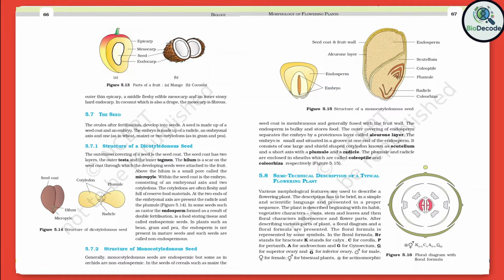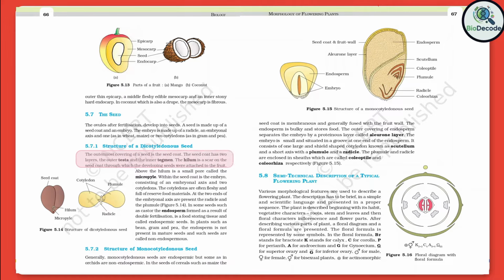The seed. The ovules after fertilization develop into seeds. A seed is made up of a seed coat and an embryo. The embryo is made up of a radicle, an embryonal axis, and one cotyledon as in wheat and maize, or two cotyledons as in gram and pea. Structure of a dicotyledonous seed.